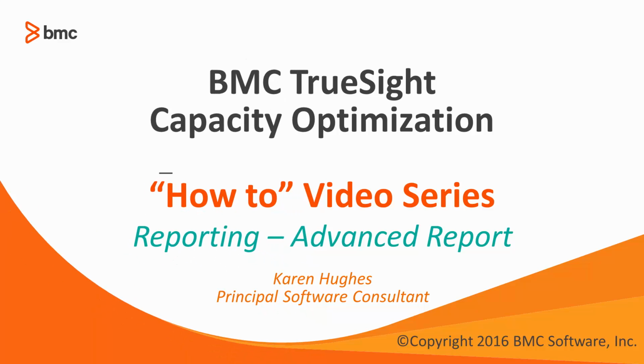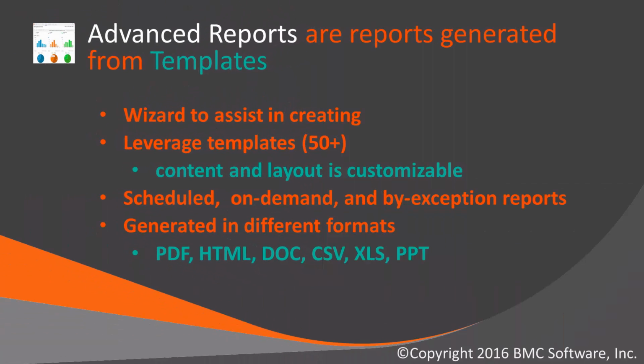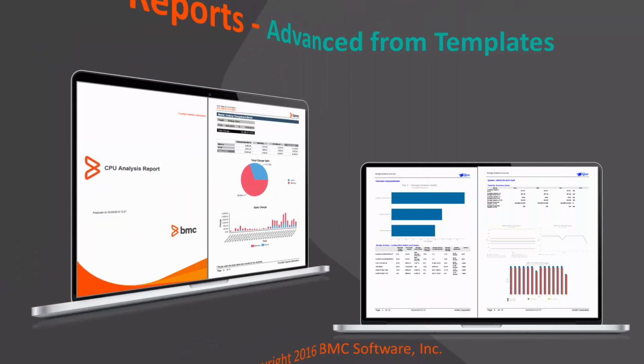In this module, we're going to discuss how to create an advanced report as part of the BMC TrueSight Capacity Optimization how-to video series. A report is basically generated via a wizard based on some best practice templates. There are over 50 different templates you can choose from, and all the content in it and the layout are customizable. They can be scheduled, on demand, or by exception. And there are 6 different types of formats that can be generated depending on what you want as the output.